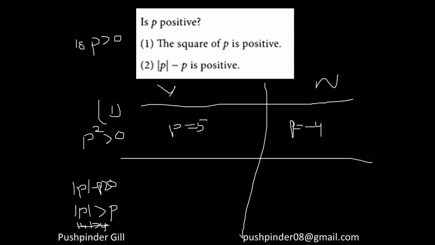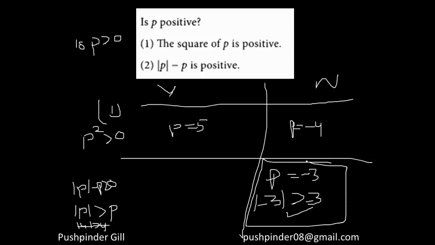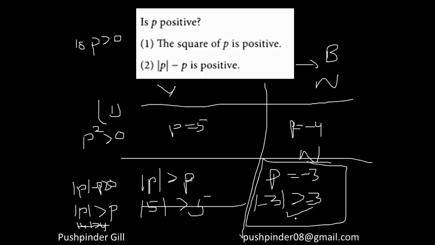What all values will suffice? I think only negative values are going to suffice. So if I put P equal to minus 3, modulus of minus 3 is greater than minus 3. That is true. So that means I'm getting a definite no here. A definite no means my answer is solvable using only the second statement, right? Why didn't I get a yes? Because modulus of P is greater than P, which is only possible for negative values. If I put a positive value, they will always be equal, so that cannot be greater. That means my answer is solved by using only the second statement, right?